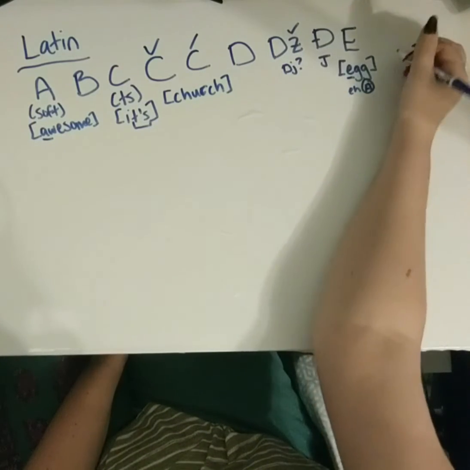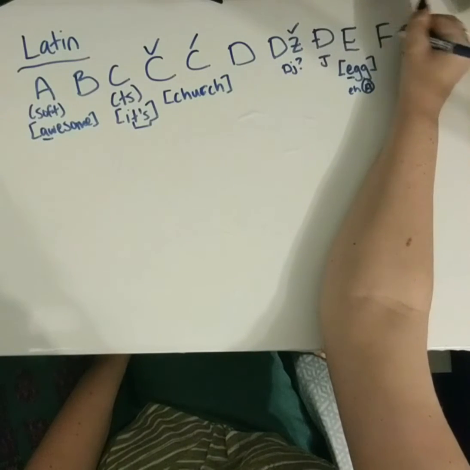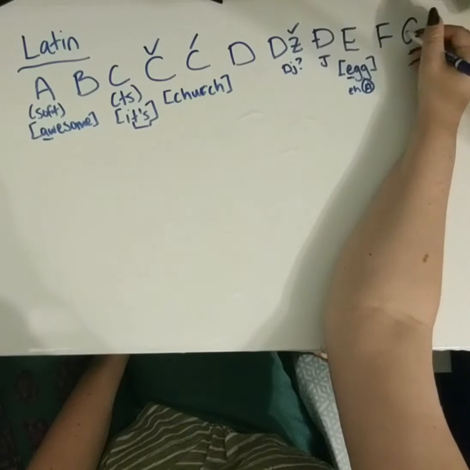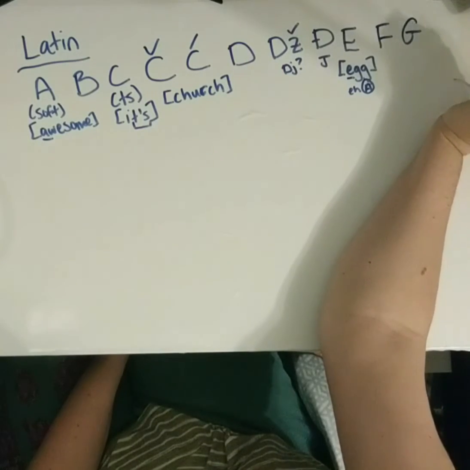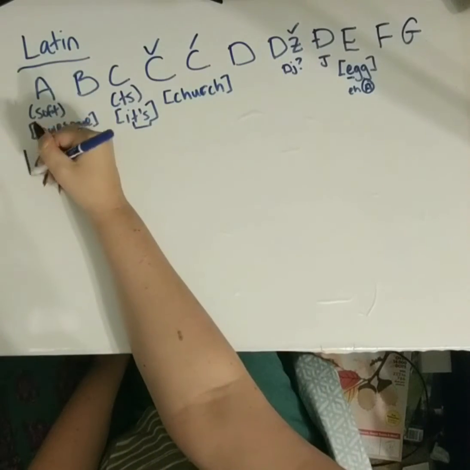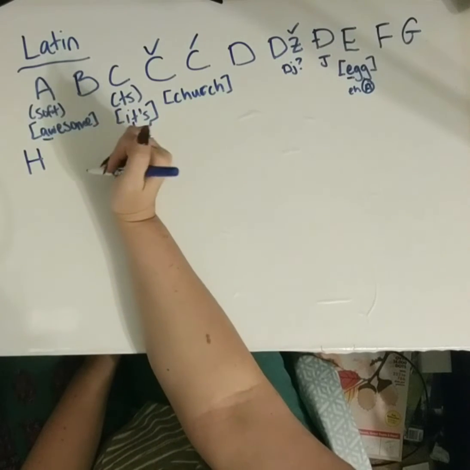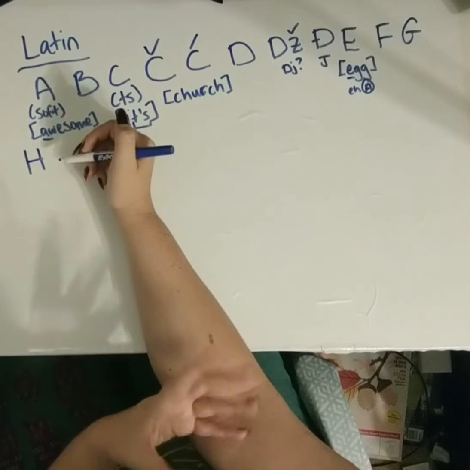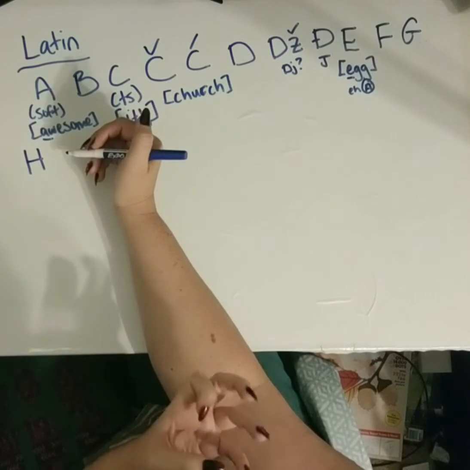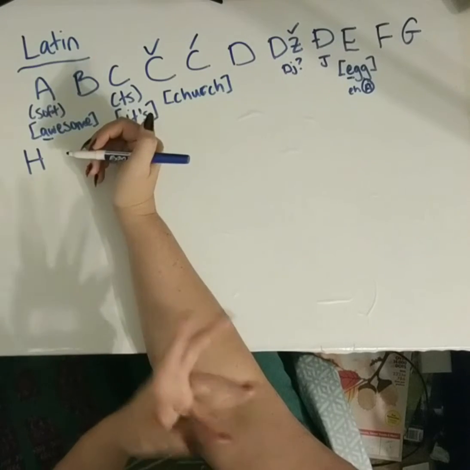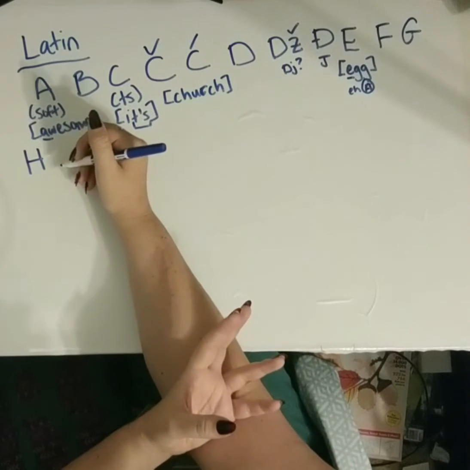And then a little simpler, we've got F, which is an f sound, and G, which is a g sound. Moving on down to here, we've got H, which is like in English, like an h sound, but it's a little bit in your throat. It's not a full-on guttural sound, but it kind of is in there.